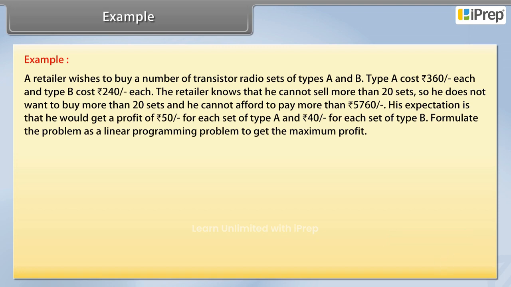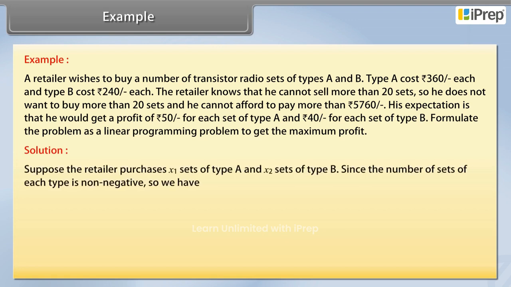His expectation is that he would get a profit of Rs 50 for each set of type A and Rs 40 for each set of type B. Formulate the problem as a linear programming problem to get the maximum profit. Solution: suppose the retailer purchases x1 sets of type A and x2 sets of type B.